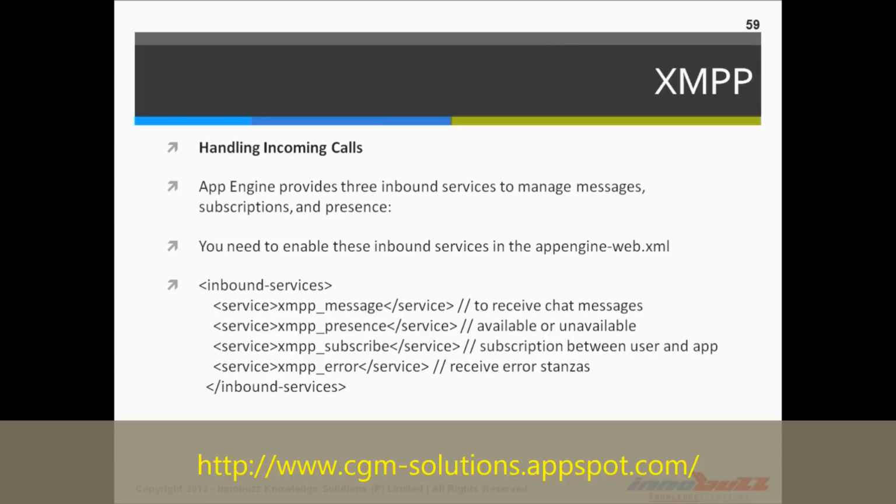The XMPP error is used to receive any error stanza, and the XMPP message is used to receive the chat messages. Whenever you define XMPP presence, it says whether your chat person is available or unavailable, and subscribe is used to subscribe between the user and the application. We'll see one by one in detail.